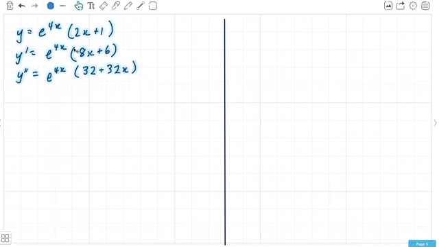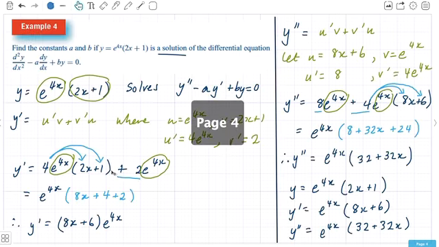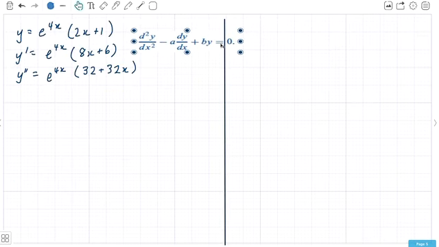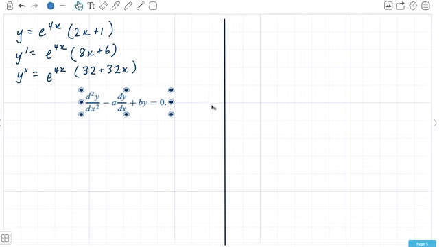And now we're going to look at the verification part of this. We know that y is a solution, so these functions should satisfy our differential equation. So this is the differential equation here. I'll copy this one over. And our job is to try and find a and b.